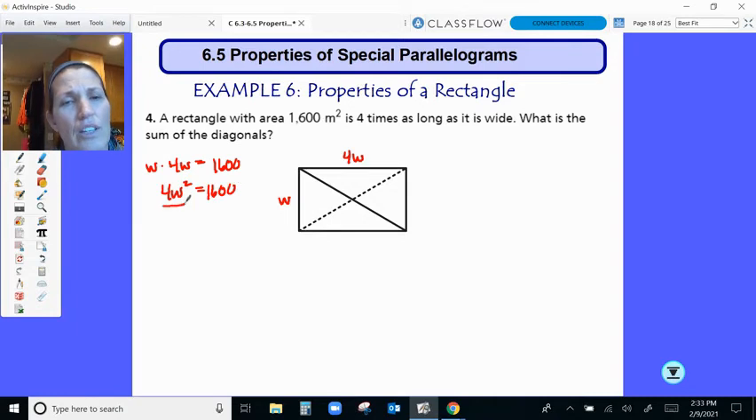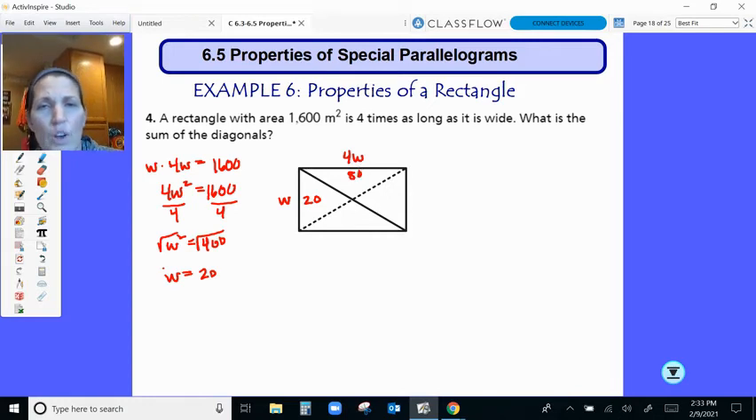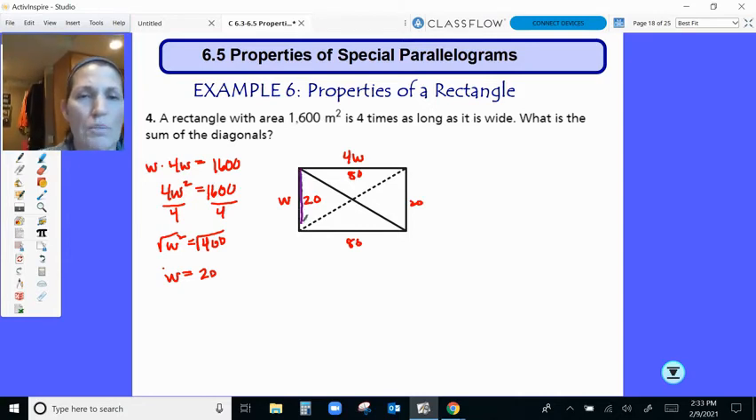equals 1,600. Let's solve for W, see if we can find out what our width is. So W squared equals 400. Take the square root. W equals 20. So if W equals 20, 4 times W equals 80. Well, they want us to find out the sum of the diagonals. We'll just find out what one diagonal is. So if this is 80 here, and this is 20, I'm going to use my Pythagorean theorem again. So I'm going to find the length of my diagonal here, that's 90 degrees. So I'm going to find out what x is here.